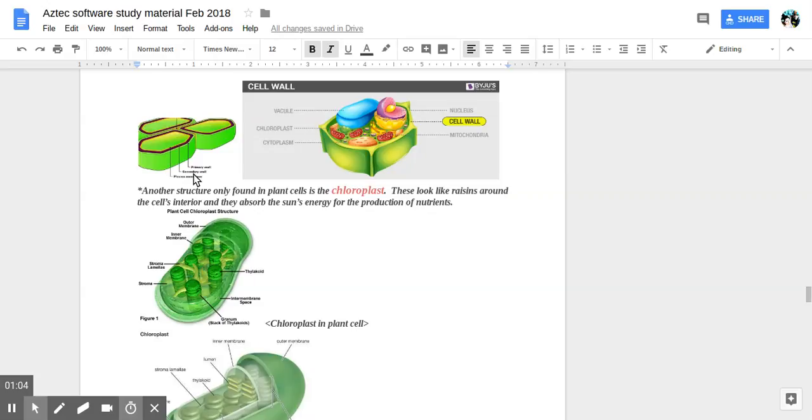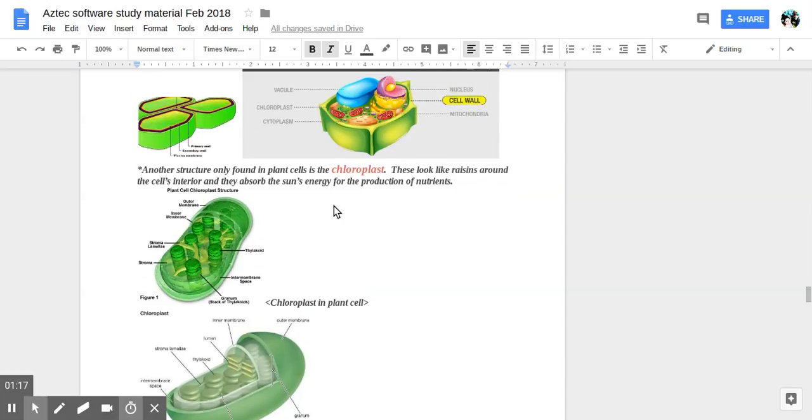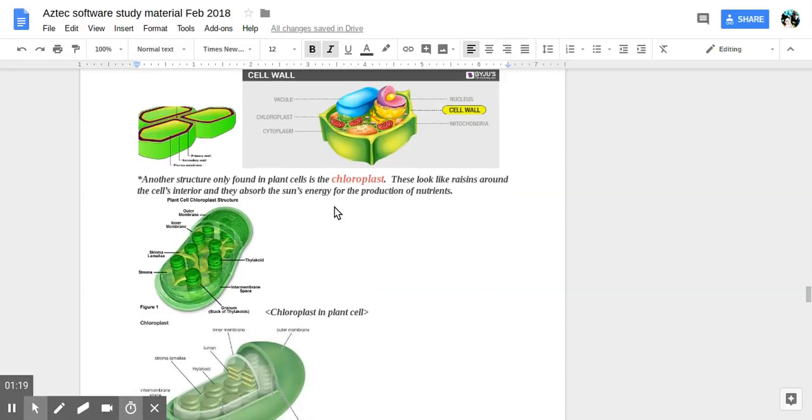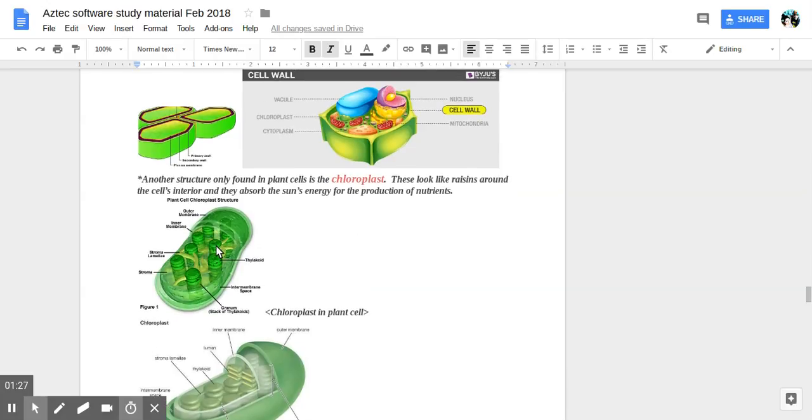Hello. So the plant cells have a cell wall, which other kinds of cells don't. And the second part of the cell that only plant cells have is a chloroplast. So Ruben was reading about chloroplast, and you can visualize it here.